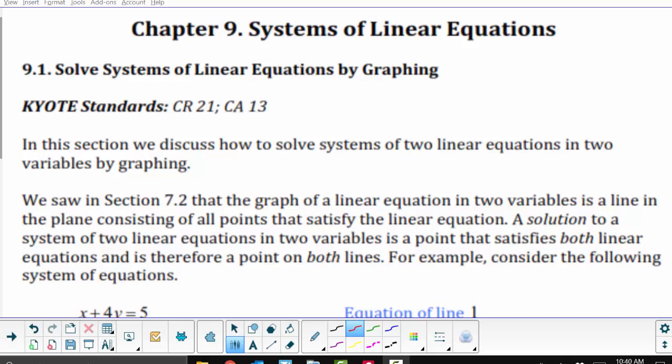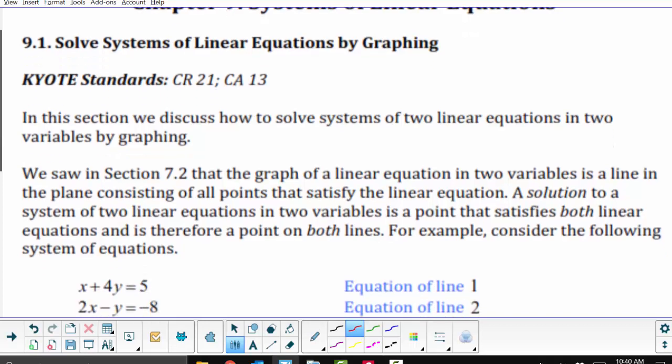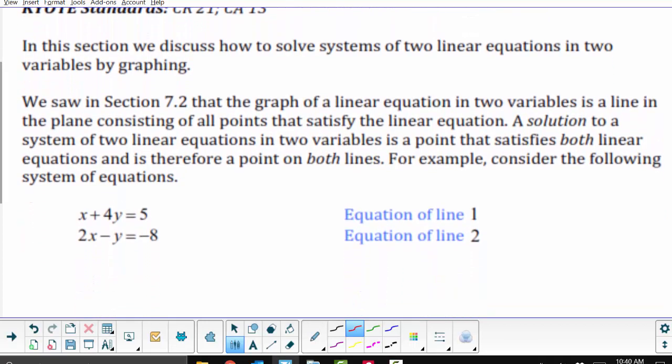Hello, today we're going to be talking about graphing systems of linear equations. So we're going to solve them by graphing. Now this may not be the best way to do it, but it's a great way to visually see the solutions. Then we'll be talking about solving them algebraically later on.